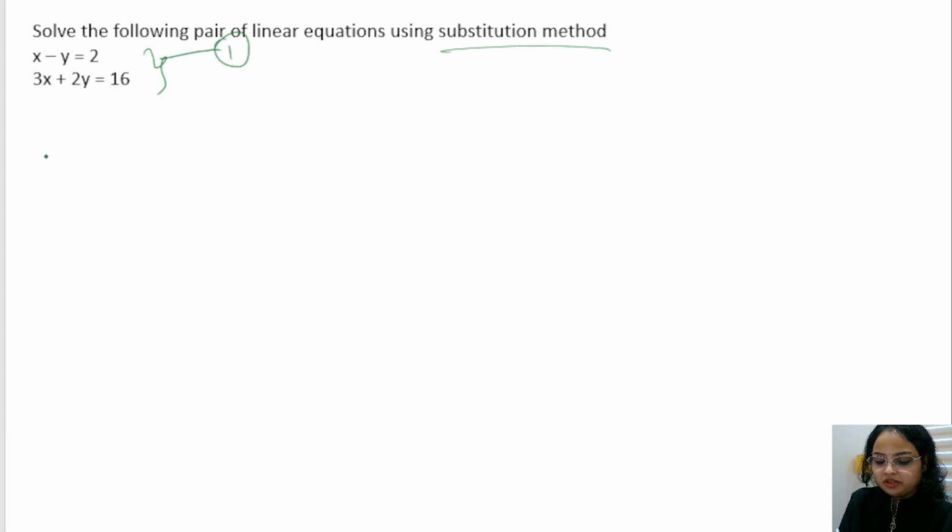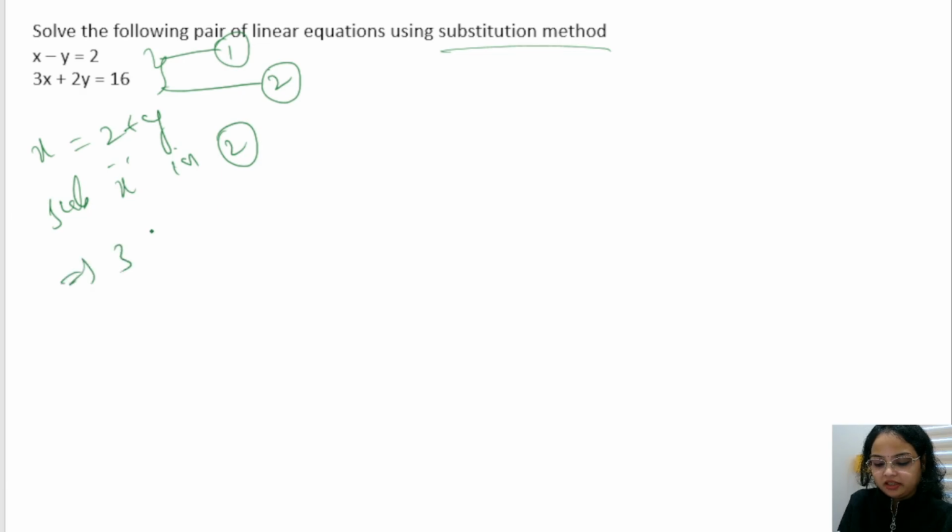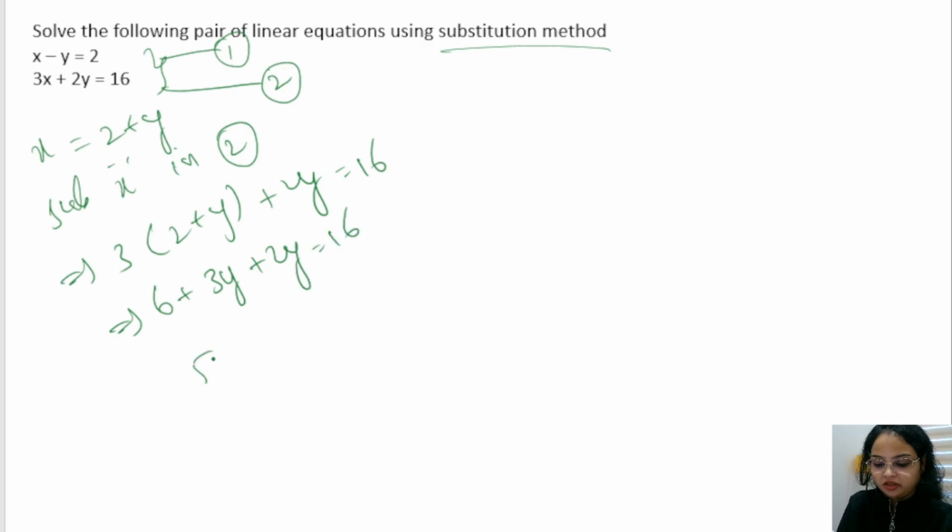So in the first equation, I will find out x value. x is equal to 2 plus y, and I'll substitute x value in the second equation and get 3 into 2 plus y plus 2y is equal to 16. So 6 plus 3y plus 2y is equal to 16. So 5y is equal to 16 minus 6, it is 10. y is equal to 10 by 5, it is 2.